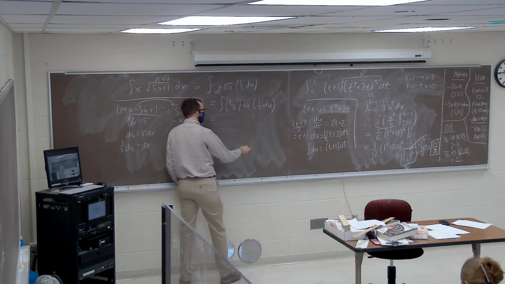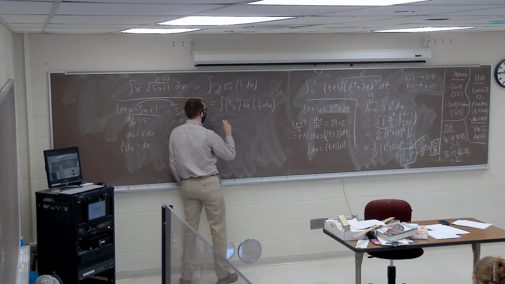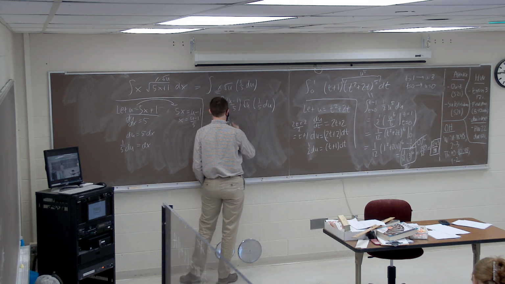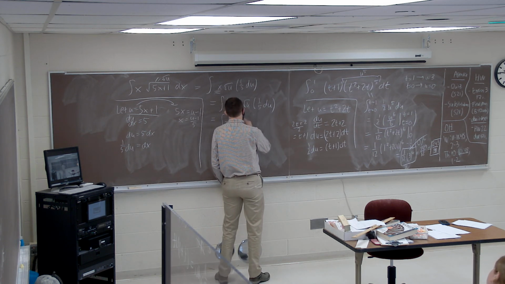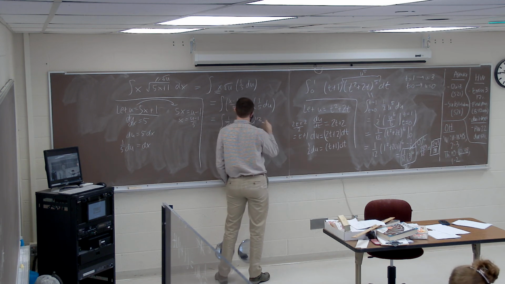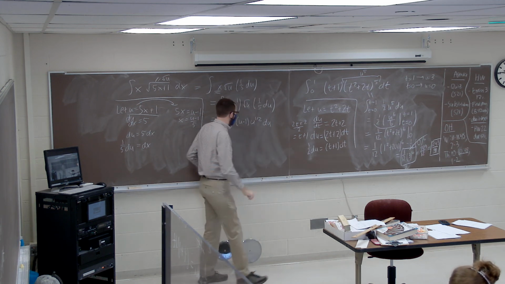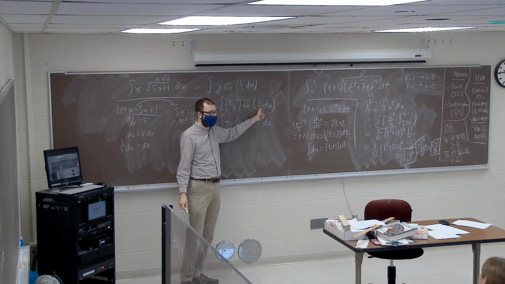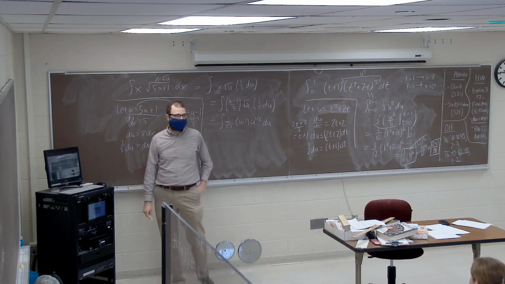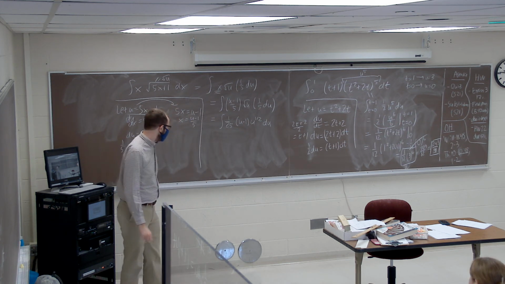Alright, I see a 1/5 and a 1/5. I'm going to combine those to make a 1/25 times the expression u minus 1, and then I'm just going to rewrite this as u to the 1/2. So square root of u I just replace with u to the 1/2, and then I combine this 1/5 factor and that 1/5 factor to get a single factor of 1 over 25.